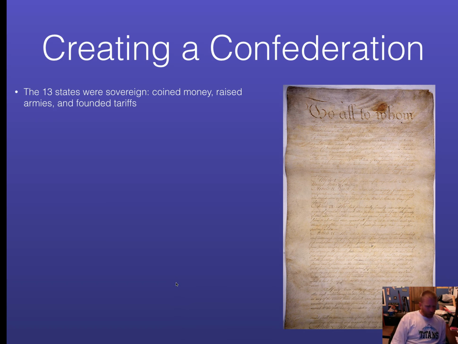The 13 states were sovereign, which means they had the right to rule themselves. They all coined money, they all raised armies, they all founded tariffs, they all did all the little things that countries do. That's why they're called states. Nation states all across the world, England is a state, Germany is a state, Russia is a state. At one point, Maryland was a state, and New York was a state, in the idea of a country.